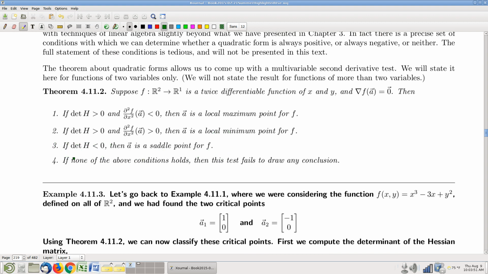Okay. You will note that these are not an exhaustive collection of conditions. Hey, what if the determinant's equal to 0? There's no comment in the first three conditions if the determinant's 0. What if the determinant's positive, but the second derivative here is 0? No comment from cases 1, 2, and 3. So if none of the above conditions holds, then the test fails. And of course, this is kind of like in Calc 1. In Calc 1, the second derivative test fails sometimes. Details, y'all remember that.